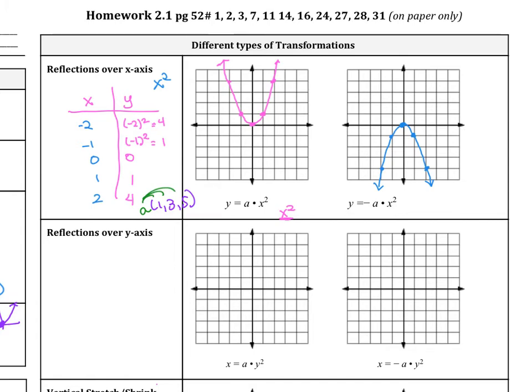Now, reflection over the y-axis. In this case, I'm going to use something different just so you can see what it looks like. Notice that we have x equals a times y squared. Now, this isn't a function, but I just want to show you what this looks like. So this is a sideways parabola. So a times y squared looks like this, just as an example. And then when it reflects over the y, right? Notice there's a negative in front here. It's going to flip on the other side. So this is a reflection in the y-axis. So notice it flipped over this way.